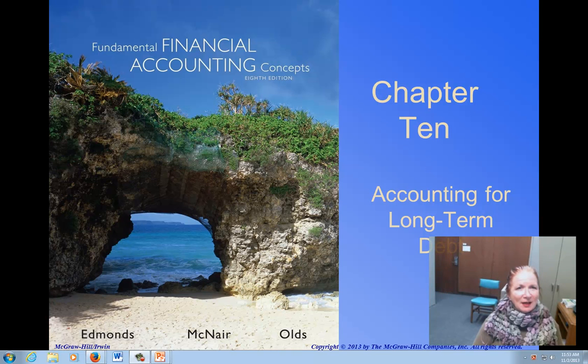We looked at current liabilities in Chapter 9. We're now working with long-term liabilities in Chapter 10. And we're working primarily with bonds and notes payable as the form of debt. There are other forms of long-term debt. Leases can be long-term, but the two most common ones are notes payable and bonds payable.